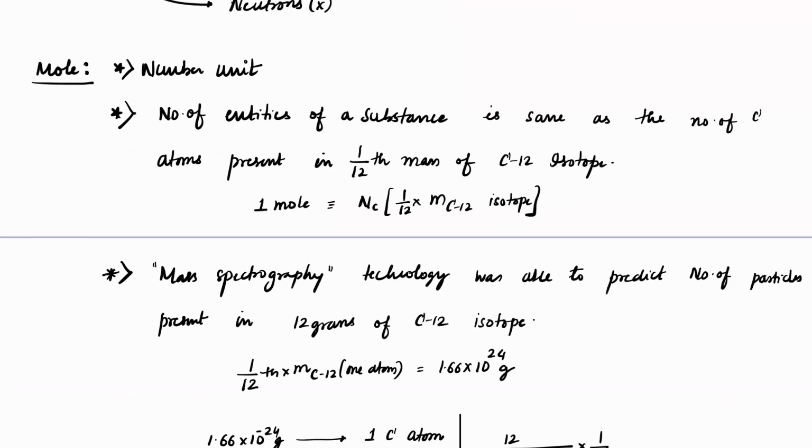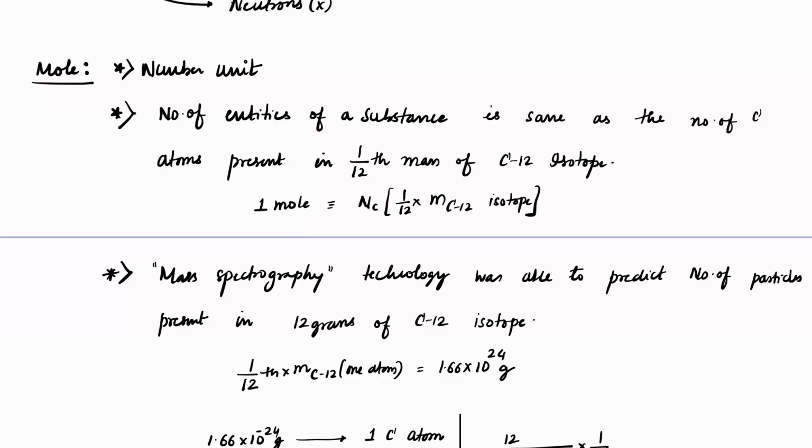Now, when it comes to the term mole, mole is basically a number unit. Just like a dozen is a number unit, a gallon is a number unit, like that. So we have a number unit here. The number of entities of a substance is the same as the number of carbon atoms present in 1/12 of the mass of carbon 12 isotope. So if I take 1/12 mass of that carbon 12 isotope, the number of carbons present in it represents 1 mole of it.